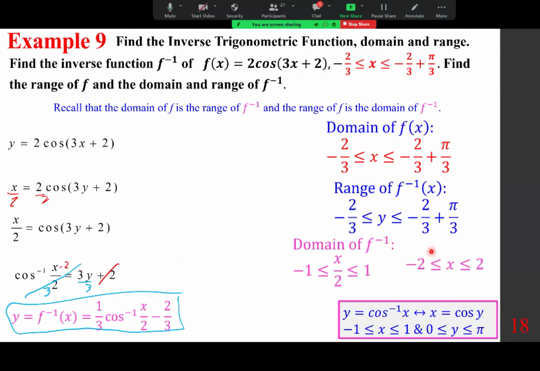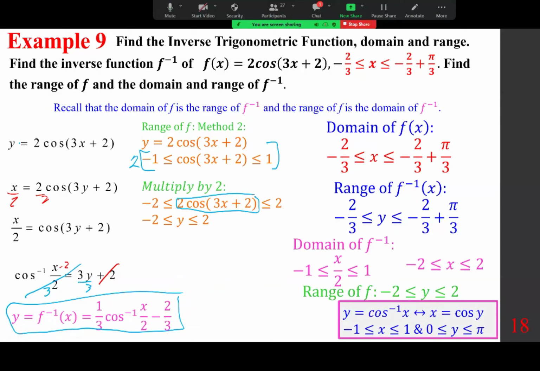So 2 cosine 3x plus 2 is less than or equal to 2. And this is what? This is y. So that gives us the same range for the f as expected.